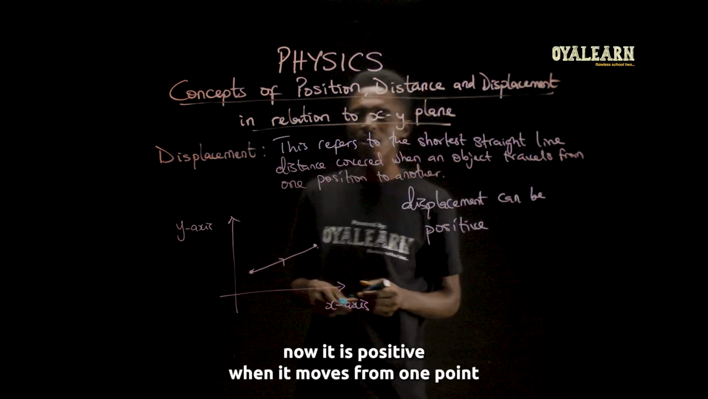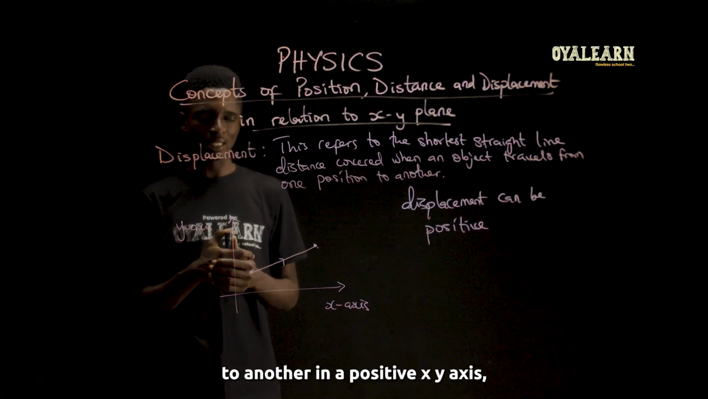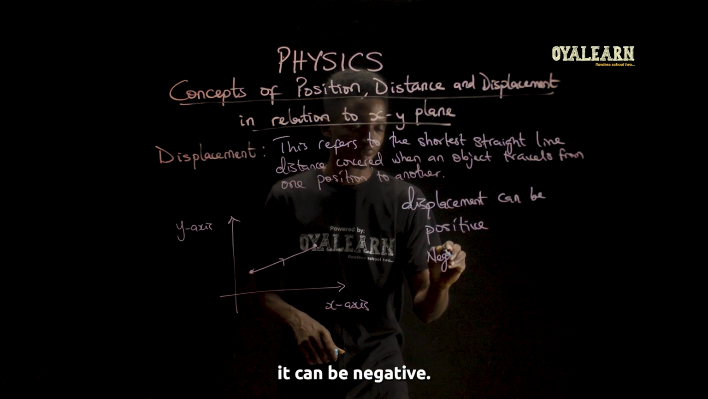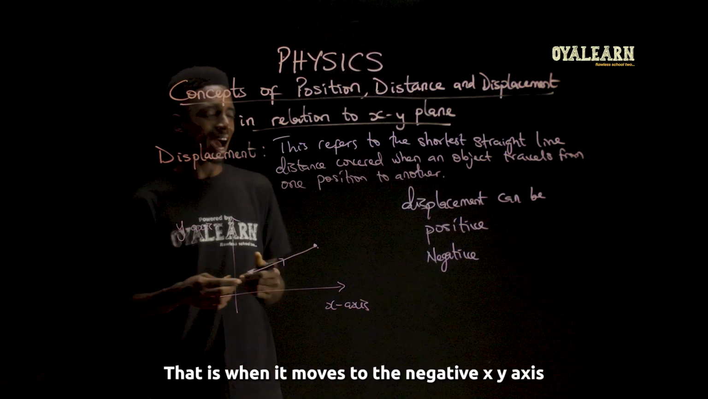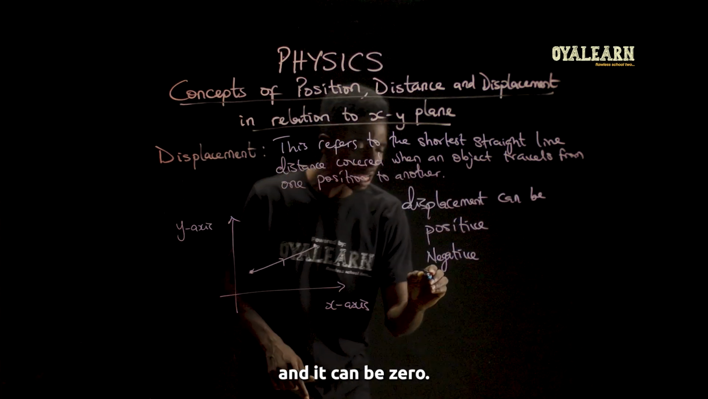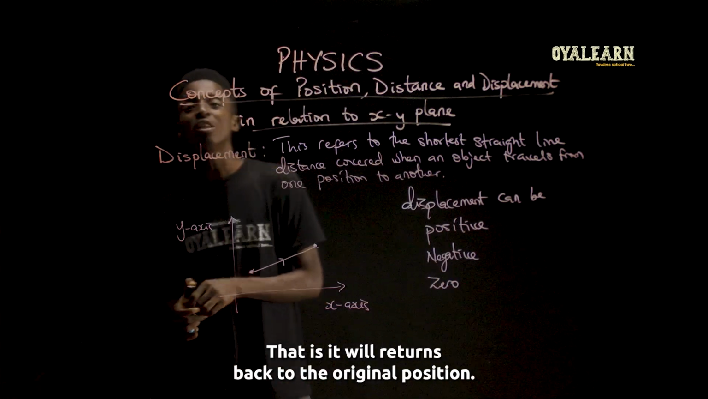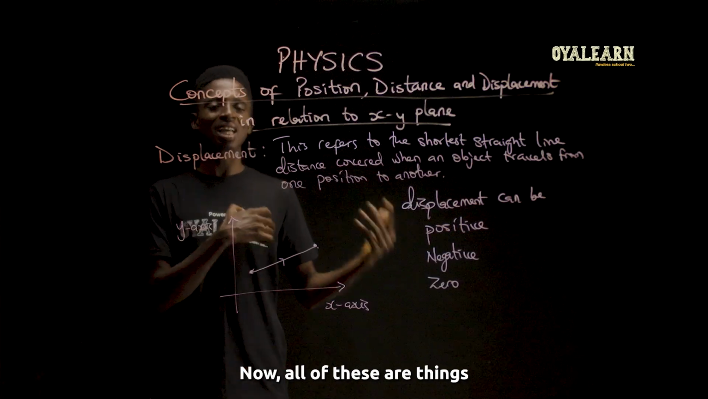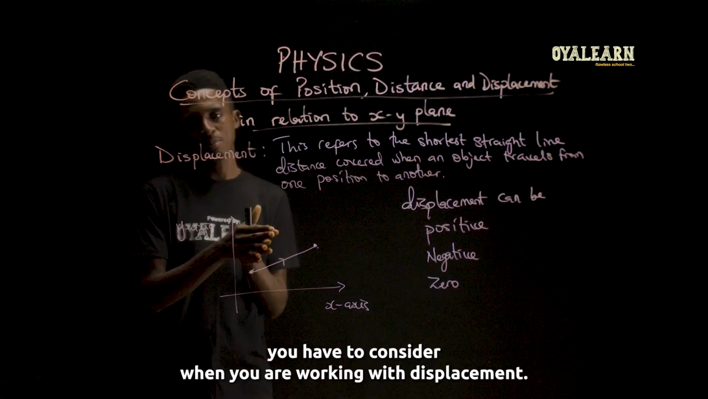Now, displacement is positive when it moves from one point to another in the positive xy axis. It can be negative, that is when it moves to the negative xy axis. And it can be zero, that is no displacement, if it returns back to the original position. Now, all of these are things you have to consider when you are working with displacement.